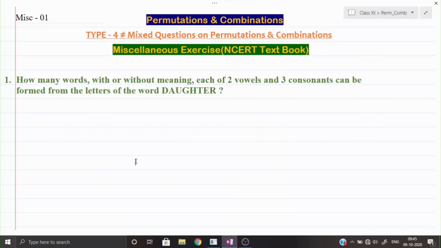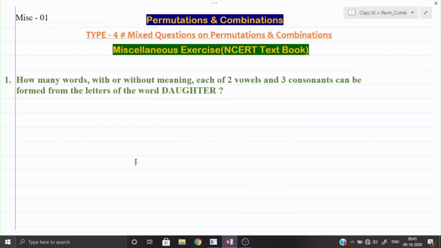If the letters are not repeating, we shall apply the formula nPr or n to the power r, depending on whether repetition is allowed or not allowed. But this question is not only that much. Otherwise, it could be kept in 7.3 only. Right. Now let us read the question. See what they are saying.